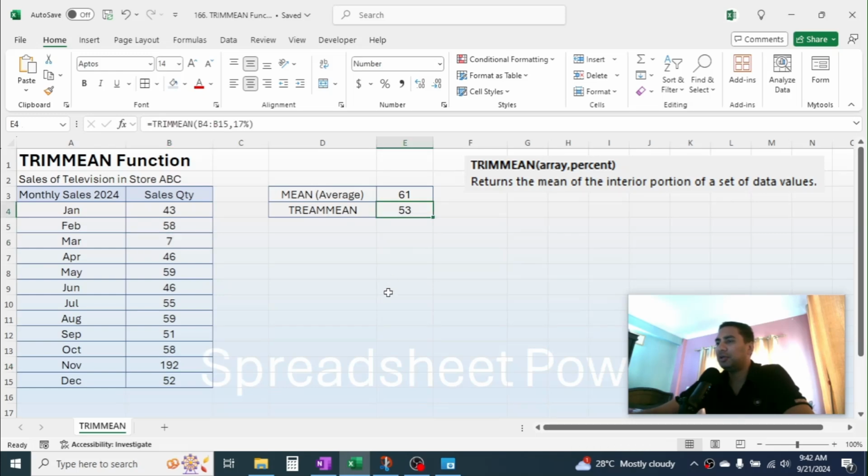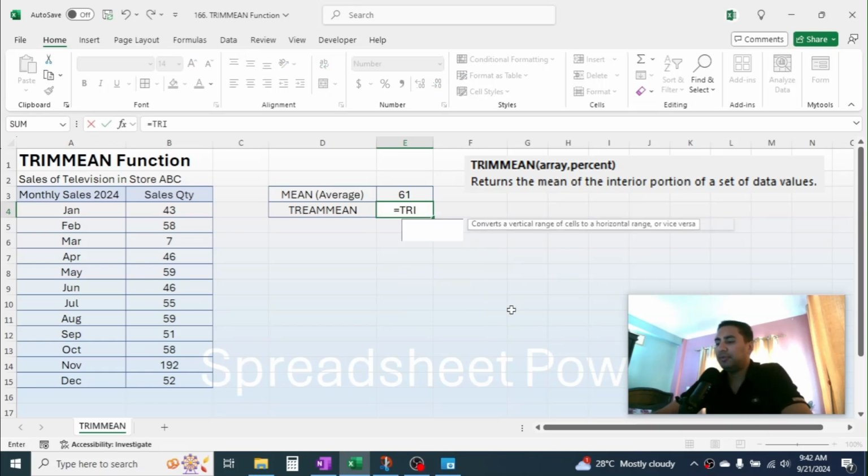So here, let me delete this previously used formula, then start using the formula here. Press equal to, then type TRIMMEAN, open parenthesis. In the array parameter we have to take the number range or our data range, put a comma. Here, in the percent parameter, we have to put the percentage of outlier numbers.